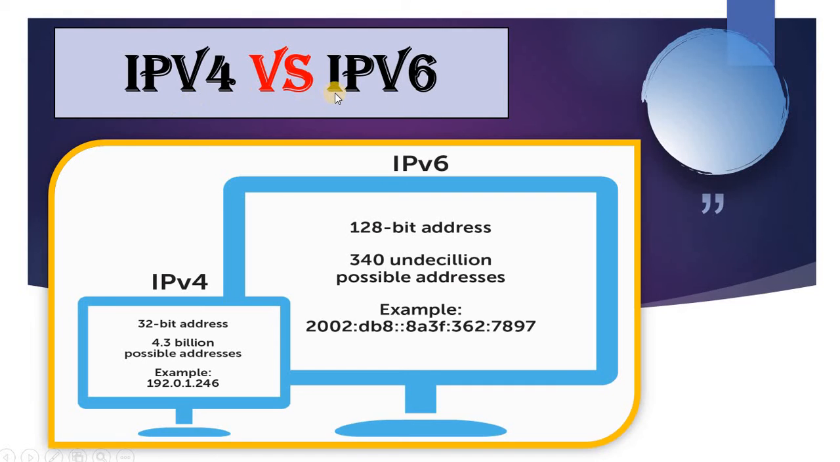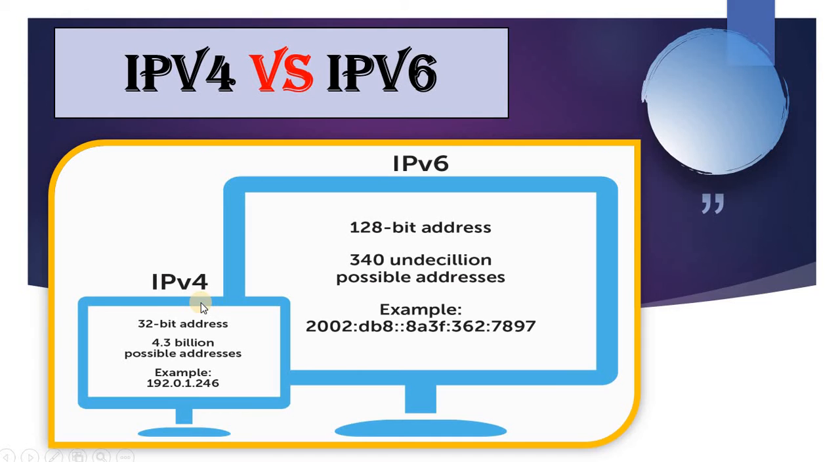Now what is the difference between these two? IPv4 was initially launched in 1988 and it is a 32-bit address and it contains 4.3 billion possible addresses. For example, 192.0.1.246. Okay, it uses the decimal number system.